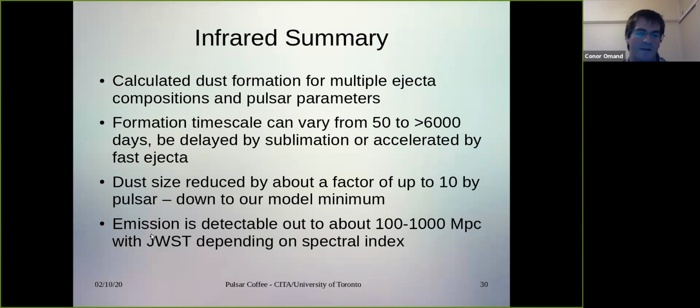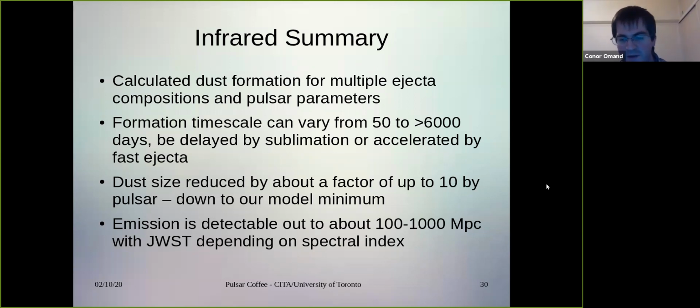And the emission is detectable out to maybe a gigaparsec with very, very favorable parameters if you looked with JWST, but it depends heavily on the spectral index of the pulsar. So this is the summary of basically everything that I've been doing.